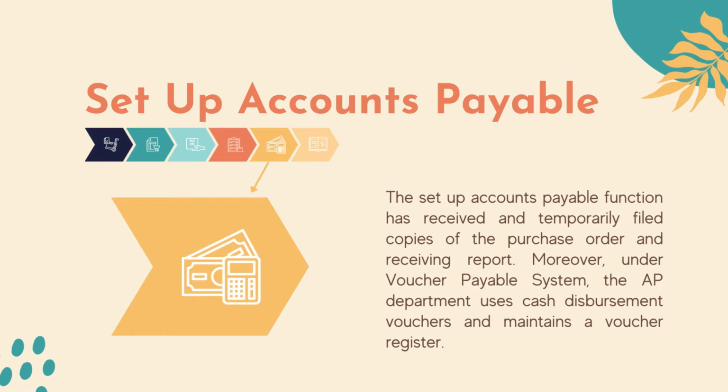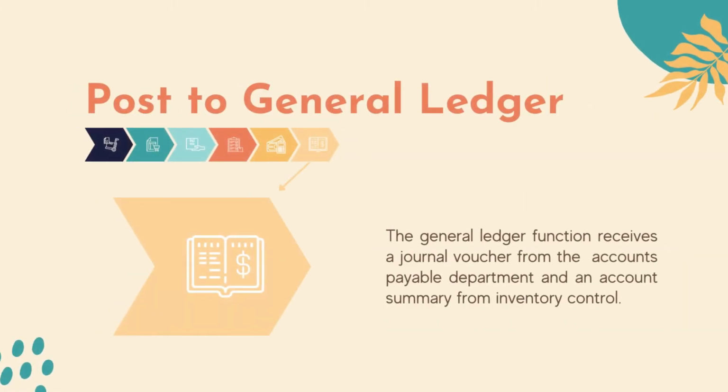The AP clerk files the cash disbursement voucher along with the supporting source documents in the vouchers file. This file is equivalent to the open AP file discussed earlier and also is organized by due date. Lastly, post to general ledger.